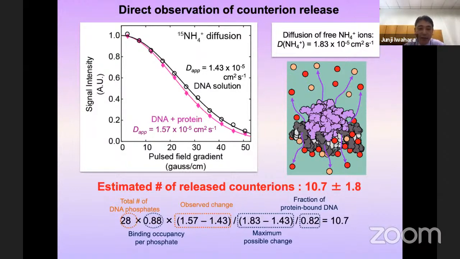In this experiment, we measured the diffusion coefficient of ammonium ions in the solution of protein DNA complex and in the DNA solutions and protein solutions. And from that, we estimated the number of released counter ions. Of course, this is based on a direct observation of ions, and it turned out to be about 11 cations released upon protein DNA association.